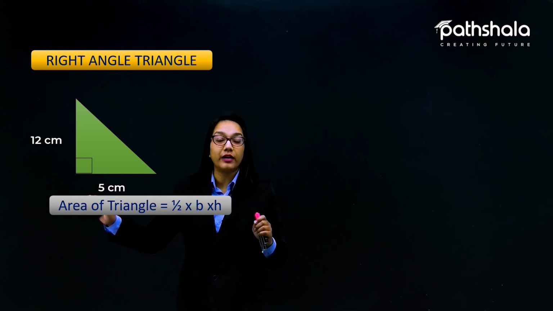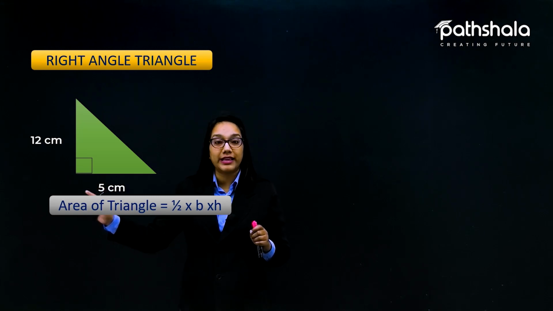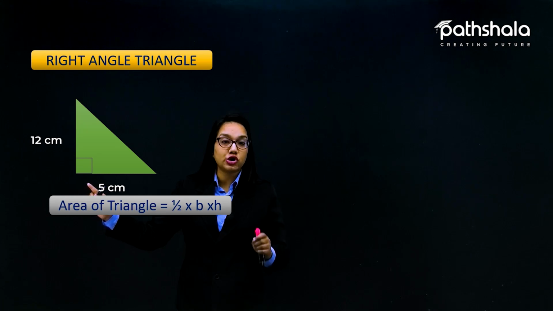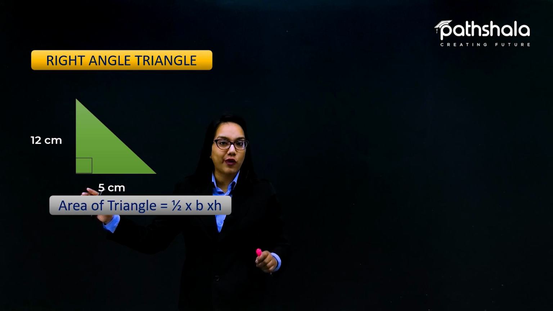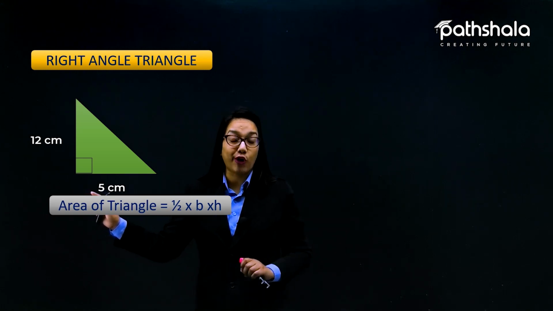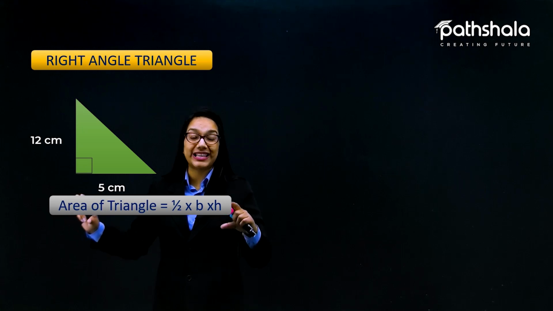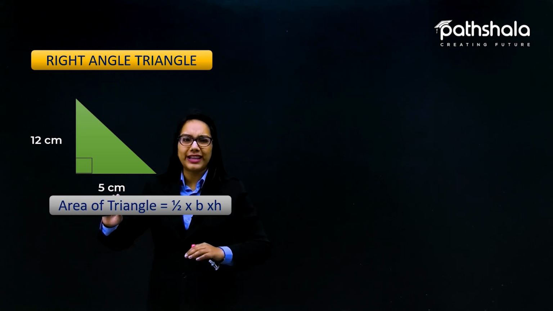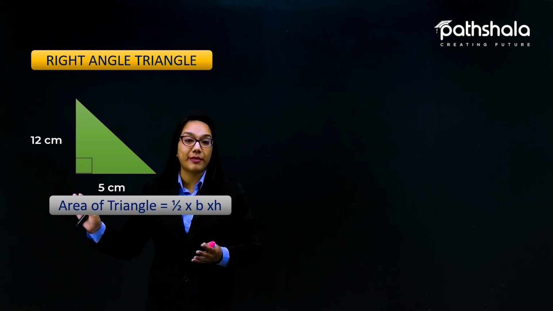As you can see over here, these are the two consecutive sides that we have, and there is an angle of 90 degrees in between these two. So if we know such measurements for any particular right angle triangle, then we can find the area of the triangle with the help of this formula, which is half into base into height. You can take any measurement as base, or you can take any of them as height.